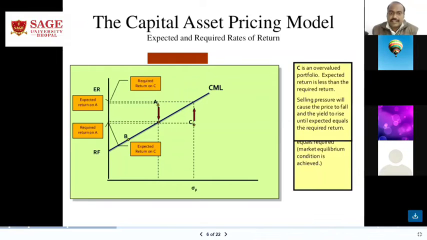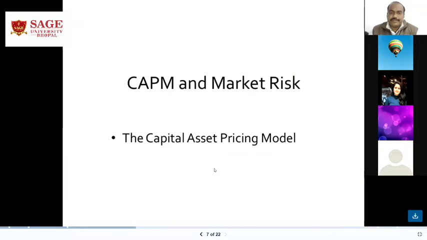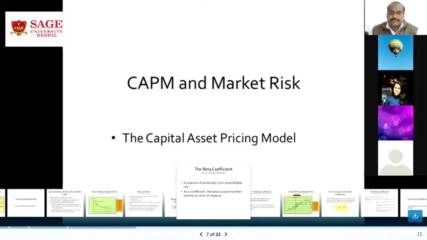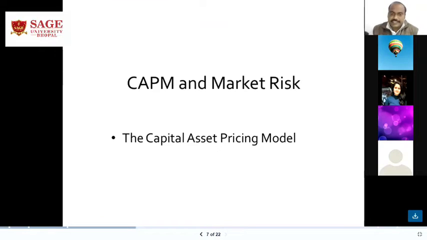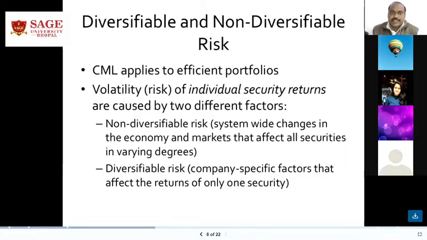Yes, sir. And next one, I have to move it fast, I think. So here you can see diversifiable and non-diversifiable risk. Diversifiable and non-diversifiable risk are associated in order to have efficient portfolios to be constructed on the CML line. Okay, CML line is capital market line.